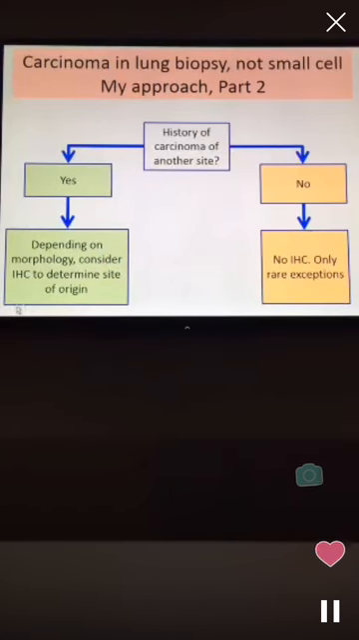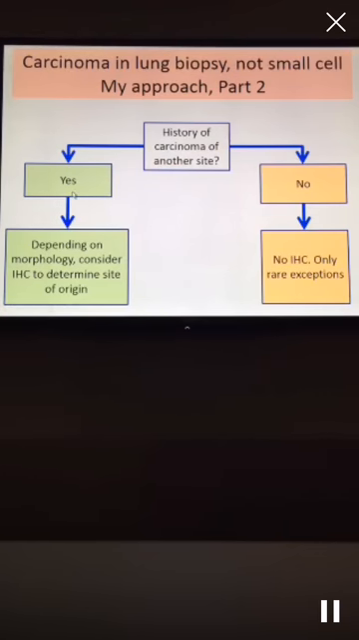The next question I ask myself is, do I even need to address the question whether this is lung cancer or not? In the vast majority of cases, you don't need to answer that question. In other words, if there's not a history of carcinoma at another site, there's really no need. There's no need to even go to that question. So I do not do immunohistochemistry, with only rare exceptions, which I'll talk about.